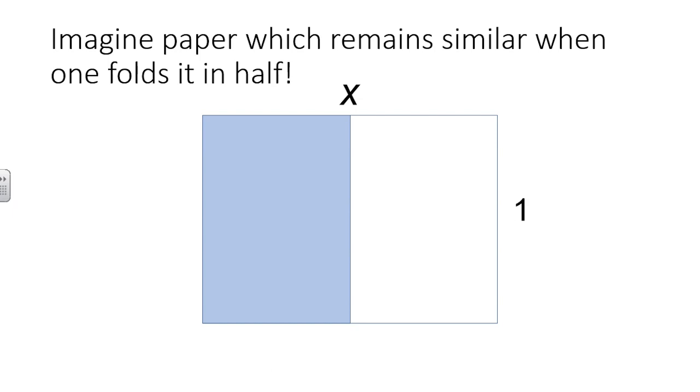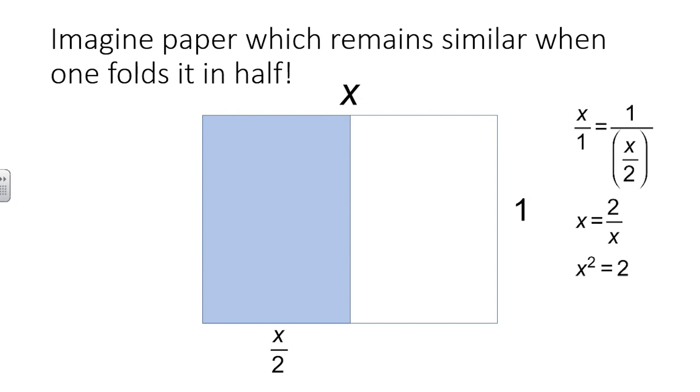Obviously the dimensions of the blue rectangle are 1 by x over 2. And if we take the longer side in the original rectangle, x, divided by the shorter side, we must get the same as if we take the longer side in the blue rectangle divided by the shorter side. When we solve this, we actually get the square root of 2. So the length of the paper must be the square root of 2 times the width. And the square root of 2 is actually 1,41 or 141%.